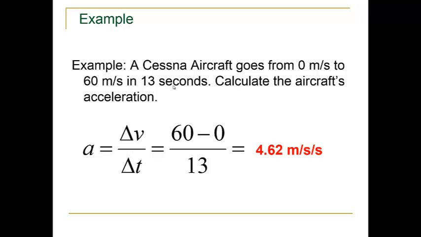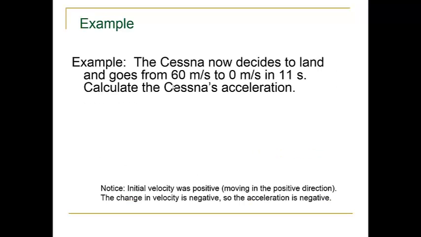Again, if you don't like the meters per second per second, just write meters per second squared. Make your life easier. Okay, as you're going through it. Then you can also have the same thing, only now it's landing, so it's going from 60 meters per second to 0 meters per second in 11 seconds. Again, you're going to calculate the acceleration.